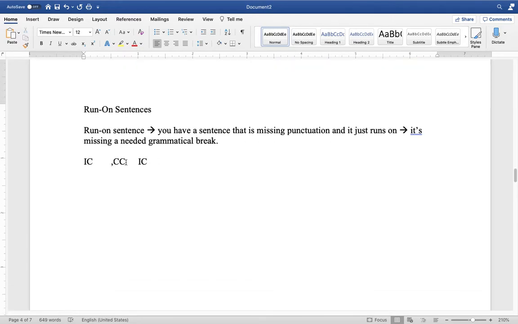So anytime you have a coordinating conjunction, you're going to have a comma that separates the independent clause from the independent clause, because you have to separate them. That's just the rule. I don't have an explanation for the rule.